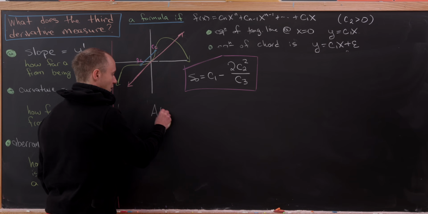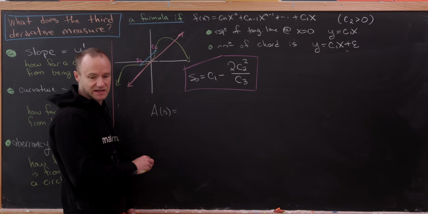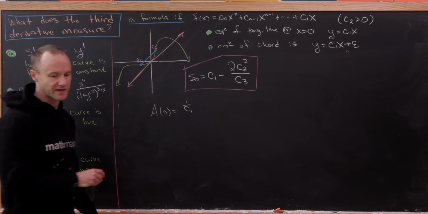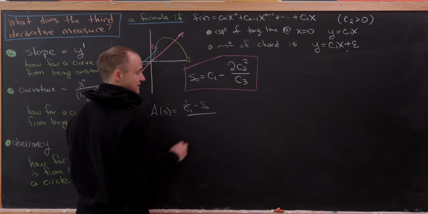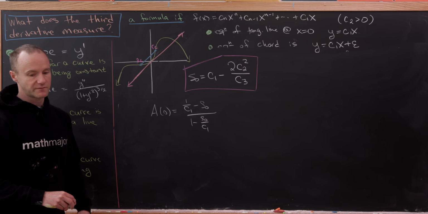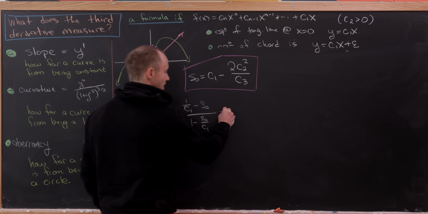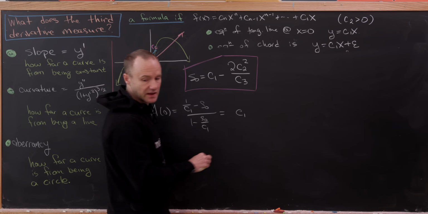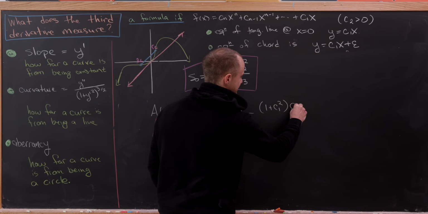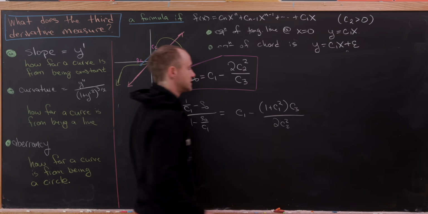And in this case, we called that A_c more generally, but A0. So that's going to be equal to 1 over C1. Recall that the slope of the tangent here is C1, so that's why that's got a C1 in it, minus S0 all over 1 minus S0 over C1. But from here, what we can do is simply do a lot of symbolic manipulation, and you'll see what we end up with is C1 minus (1 plus C1 squared) times C3 all over 2 times C2 squared.